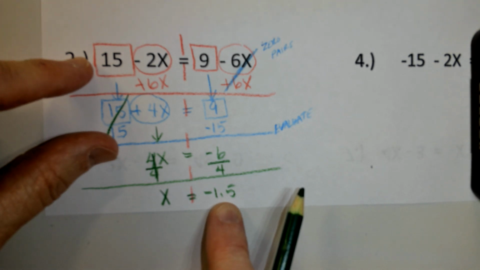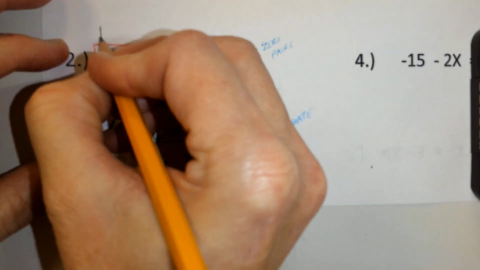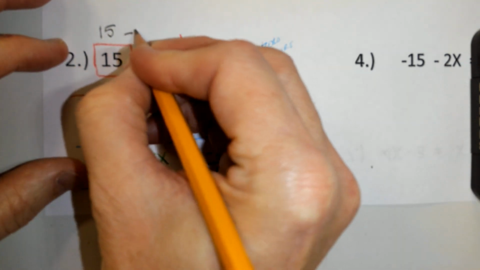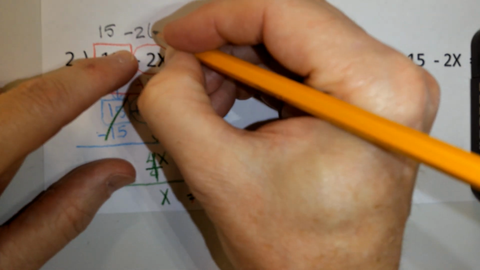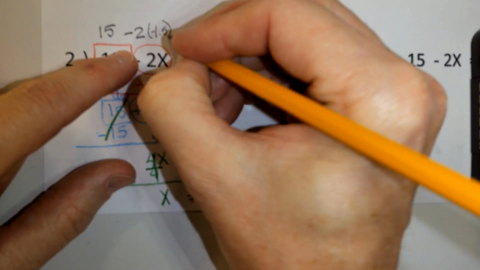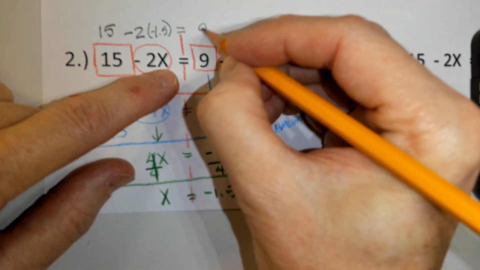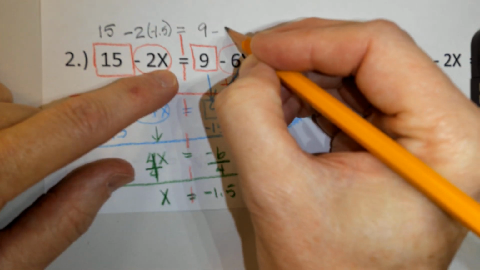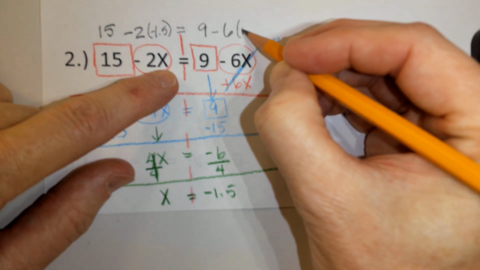Not 1.5. -1.5. So I'm going to use my pencil. I'm going to rewrite this equation. 15 minus 2, what goes after the 2? Times -1.5. Equal sign. 9 minus 6, what goes where the x is? Negative 1.5.